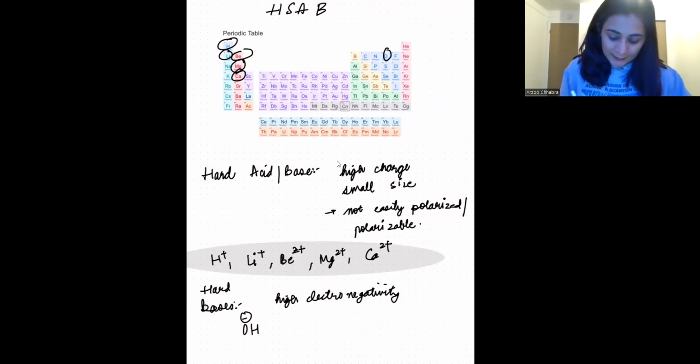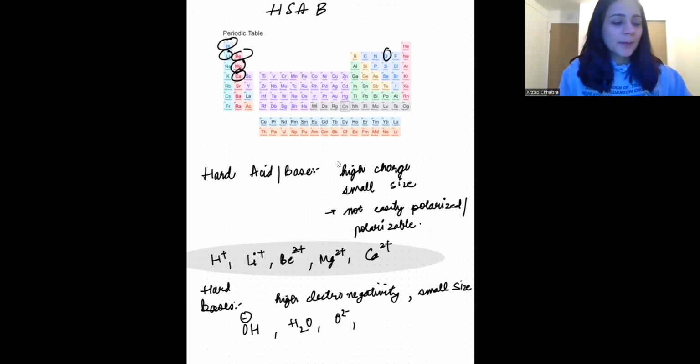Okay, and then let's think about how about H2O? Again, oxygen is electronegative and has a smaller size. Again, also a hard base. How about O2 minus? Again, also has a high charge and small size and high electronegativity. So for bases, we'll usually look at electronegativity and we'll look at small size.